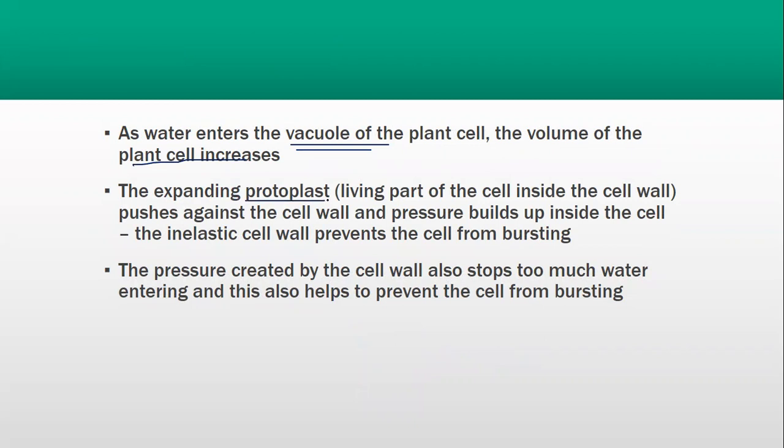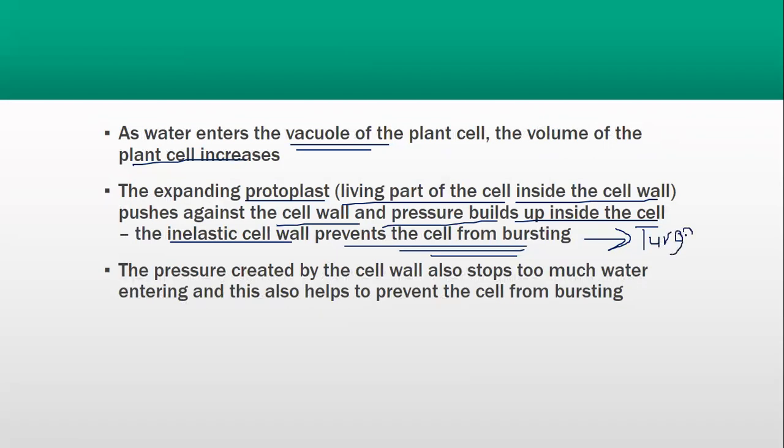The expanding protoplast, living part of the cell inside the cell wall, pushes against the cell wall and pressure builds up inside the cell. And the inelastic cell wall prevents the cell from bursting. तो ये जो cell wall होती है, इस pressure को हम क्या कहते हैं? We also call it turgor pressure. इस pressure को हम turgor pressure का भी नाम देते हैं.